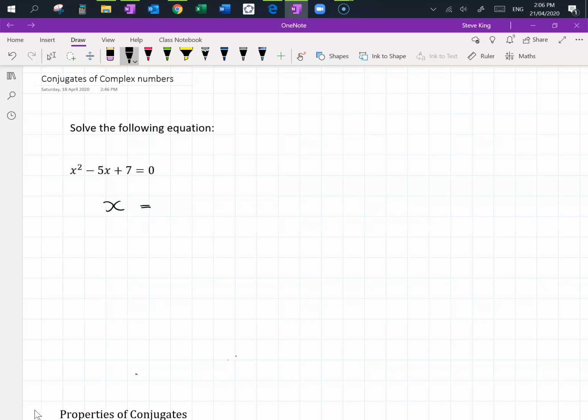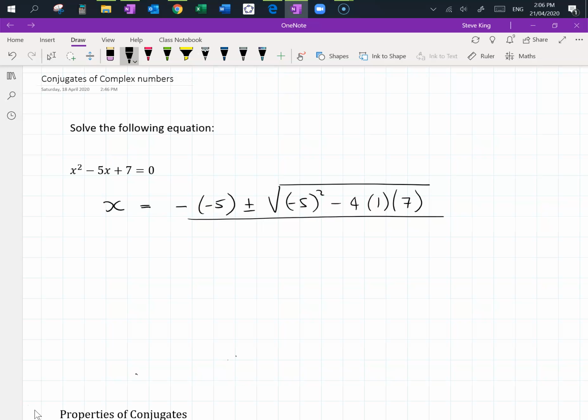I'm going to get that x is equal to -5 plus or minus the square root of -5 squared minus 4 times 1, the value of a, and times 7, the value of c. So I've got all of that, and we're going to divide all of that by 2 times the value of 1. That's the general quadratic equation, which you should be by now very familiar with. If we tidy up all of that, we're going to come up with 5 plus or minus the square root of 25 minus 28, which is going to give me -3, and that's going to be divided by 2.